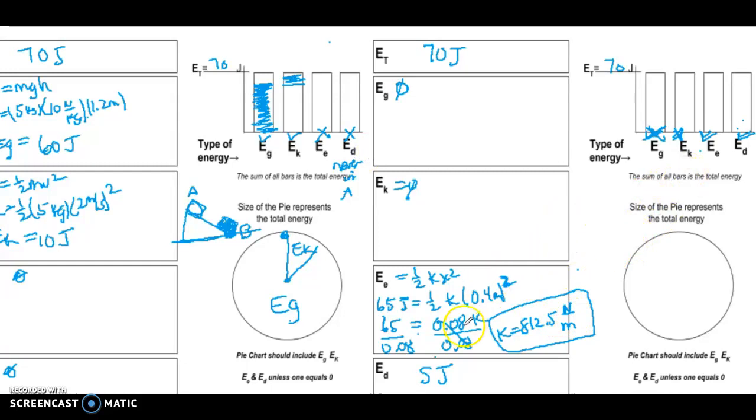So most of it's EE. There's only a little tiny 5 joules that's ED, so even less than the last one. So even skinnier piece for ED, and then EE is most of the pie. All right, that's number 3.